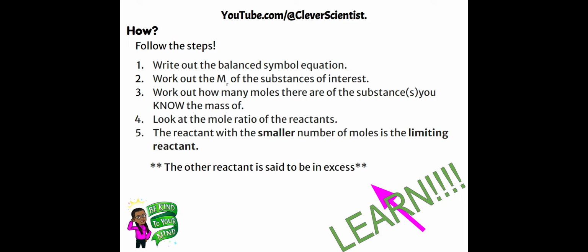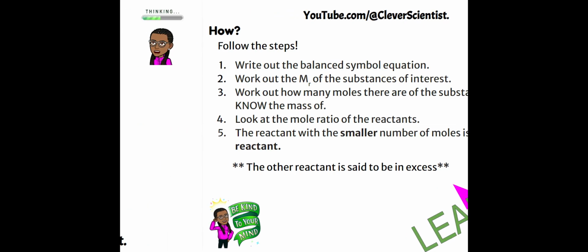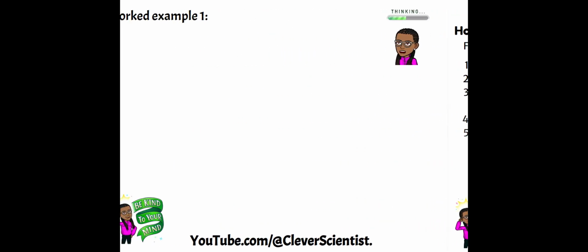Step 3, you work out the number of moles there are of the substances that you're interested in and the ones that you know the mass of. Step 4, you look at the mole ratio of the reactants. Step 5, when you've done that, the reactant with the smaller number of moles is the limiting reactant. So let's have a look at a worked example to see these steps at work.